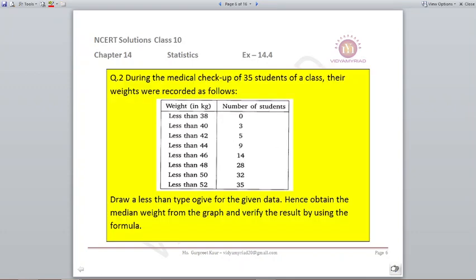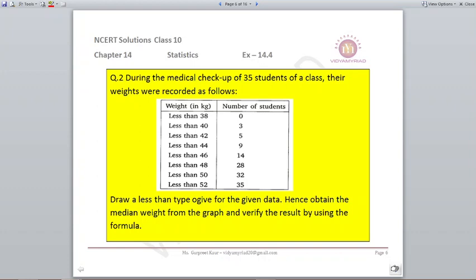Question number 2. During the medical checkup of 35 students of a class, their weights were recorded as follows. Weight is given in the less than type form, and the number of students is also given to us. According to this table, we come to know that the total number of students is 35, because the last value is 35, and these are the cumulative frequencies. Why? Because the information given to us is in less than type form. We do not have the class intervals with us. The question is: draw a less than type ogive, hence obtain the median weight from the graph and verify the result by using the formula.